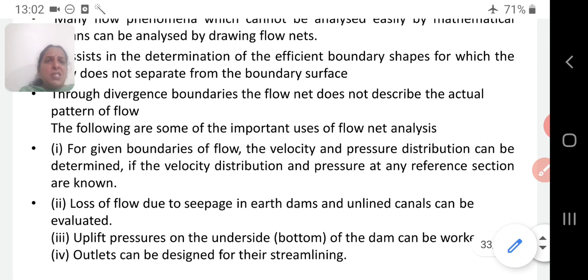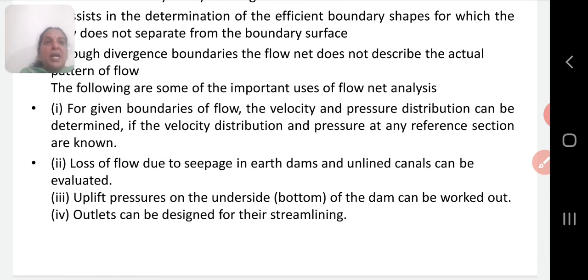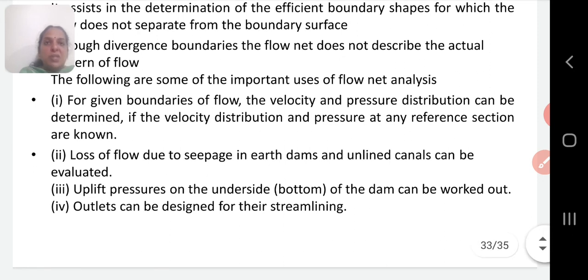And these are some further important uses of flow net analysis. For given boundaries of flow, the velocity and the pressure distribution can be determined. If the velocity and pressure distribution at any reference section is known, we will be able to find out the velocity and pressure distribution at the given boundaries of the flow. And the loss of flow due to seepage in earth dams and unlined canals can be evaluated by using the flow net. Okay, how much is the flow loss because of the seepage? What is the seepage? This is once again a leakage. Okay, leakage in the dams or canals, unlined canals. So that loss of flow can be easily evaluated by use of this flow net.